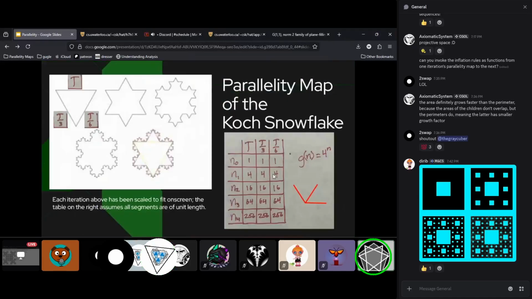Is it the same map at each level? Like, is the map normalized or is it longer? Does it get longer each time?